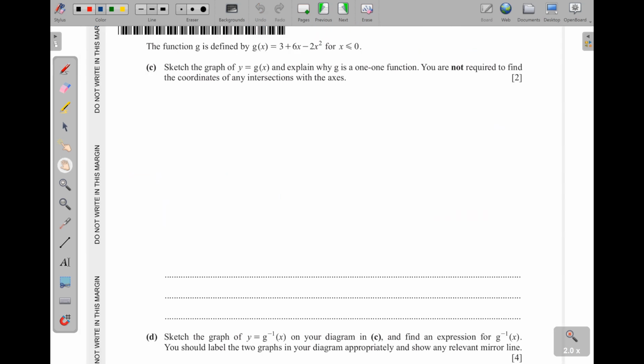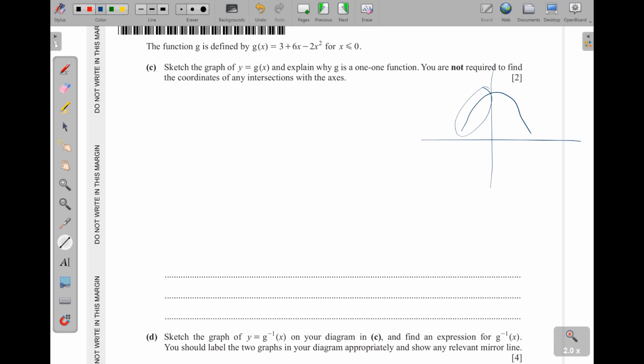The function g is defined by g of x equals 3 plus 6x minus 2x squared, the same function we have been dealing with, for x less than or equal to 0, for the negative values. Remember that function is n-shaped, but now they want only the negative values. Now they say sketch the graph of y equals g of x and explain why g is a one-to-one function. You are not required to find the coordinates of any intersection with the axes.